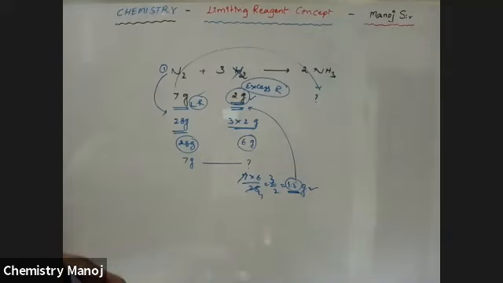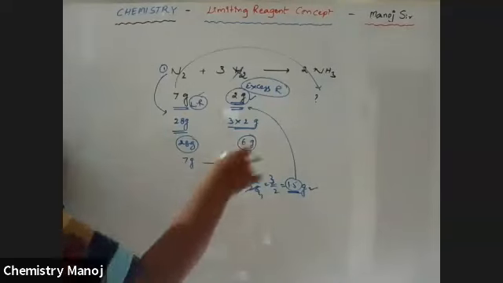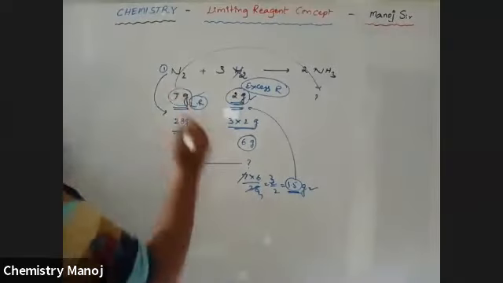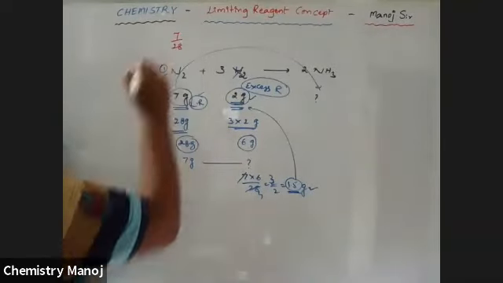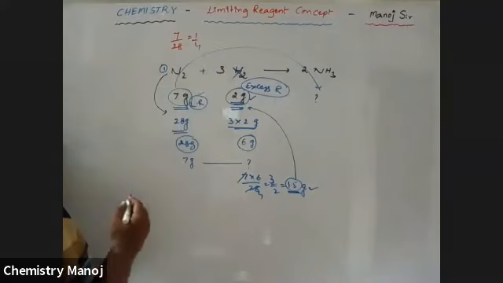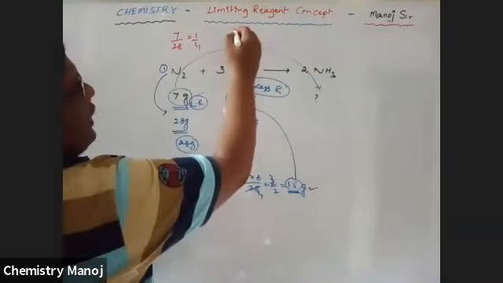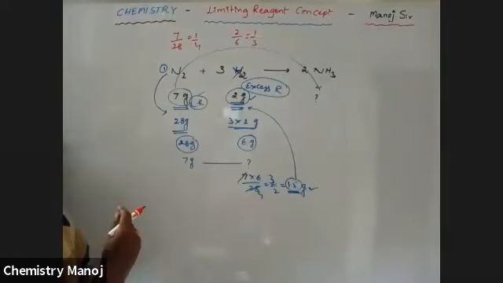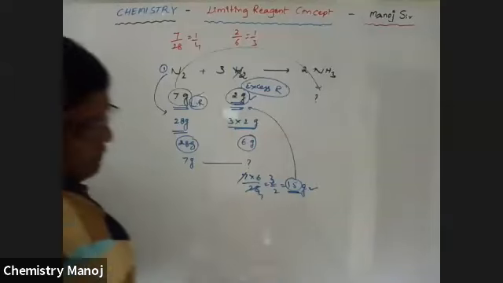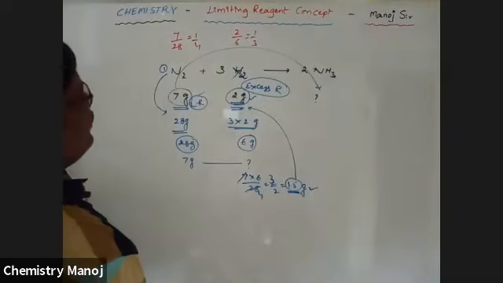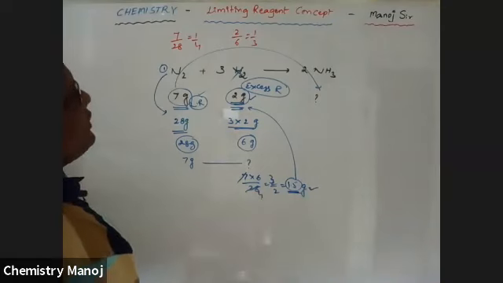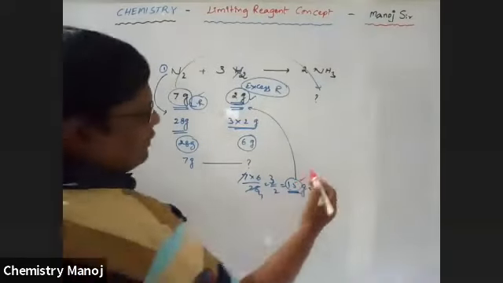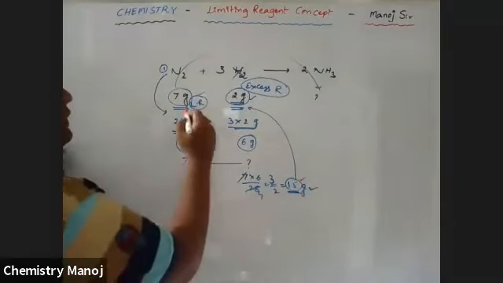Now, how to identify without these calculations? This is 7 grams. 7 grams divided by 28 is equal to 1 by 4. Next, this is 2 grams, 2 grams by 6, which is 1 by 3. That is, the given weight divided by the molecular weight. Okay, it is not a direct method, but identify this one: this is the limiting reagent and this is the excess reagent.